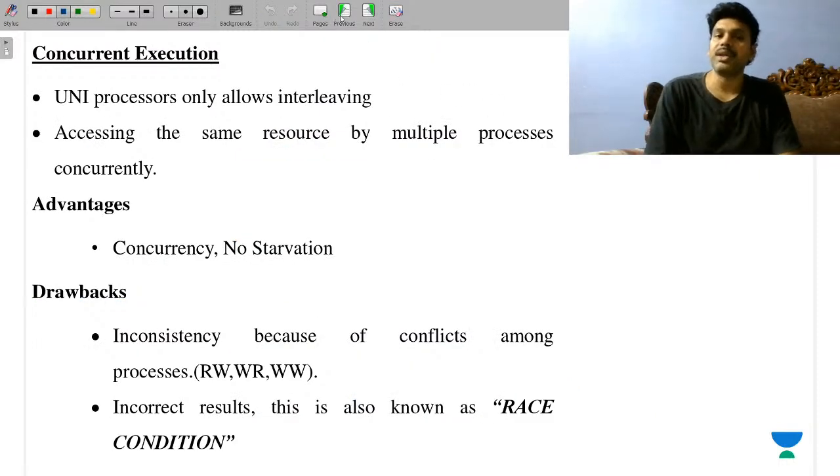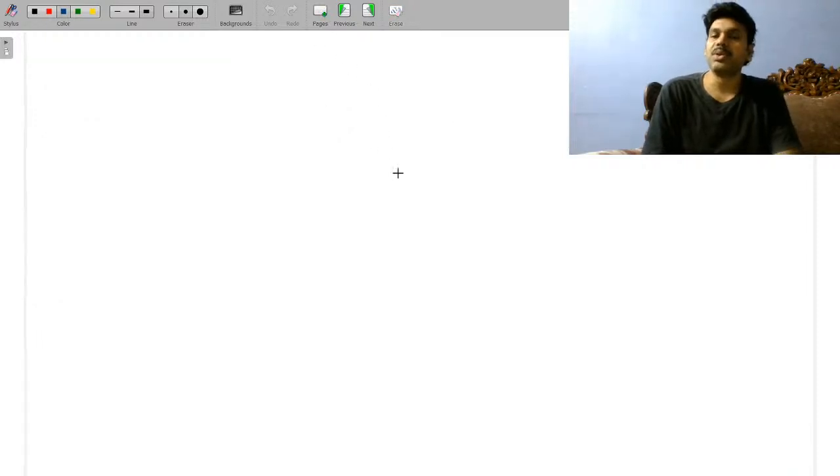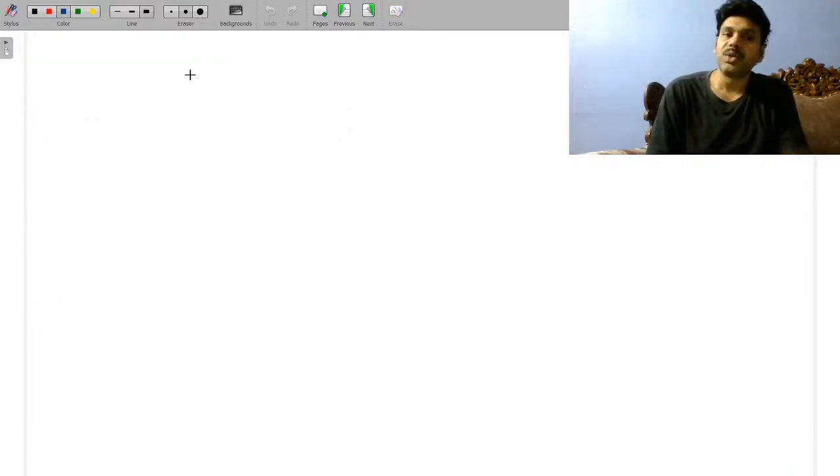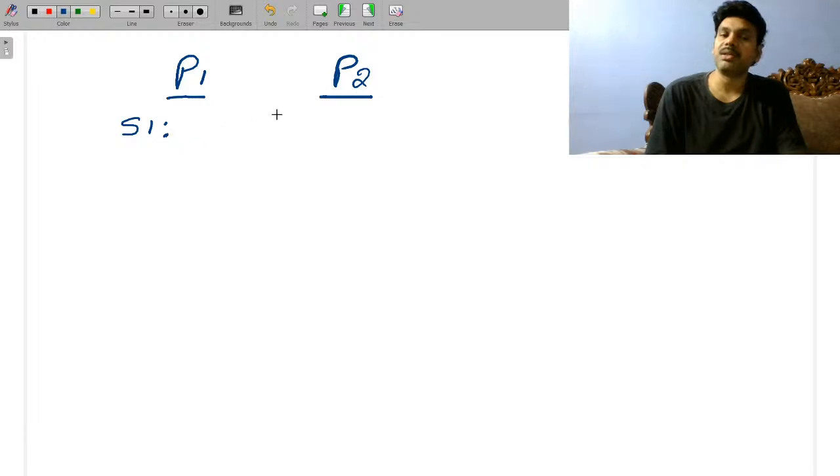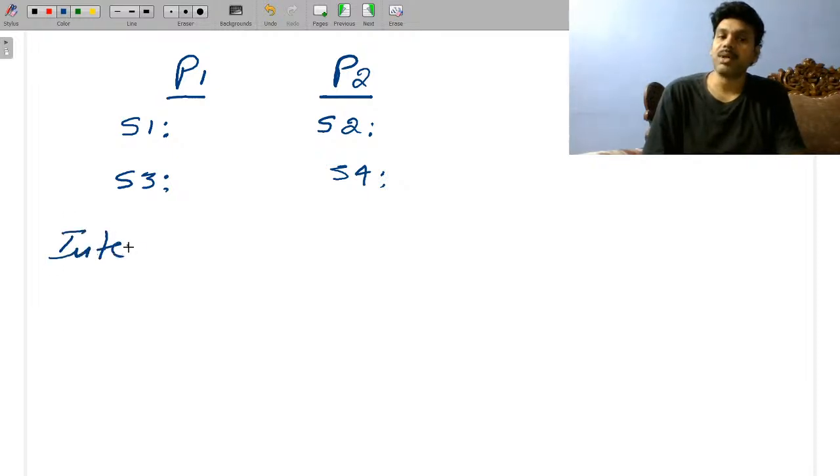What is concurrent execution? Please let me show you one figure here. So here what is going to happen? There is a process 1 and a process 2. They have some statements here. Statement 1 and statement 3 are with P1, and statement 2 and statement 4 are with P2. If I say that concurrent access is being done, concurrent access is nothing but, please understand, interleaving.